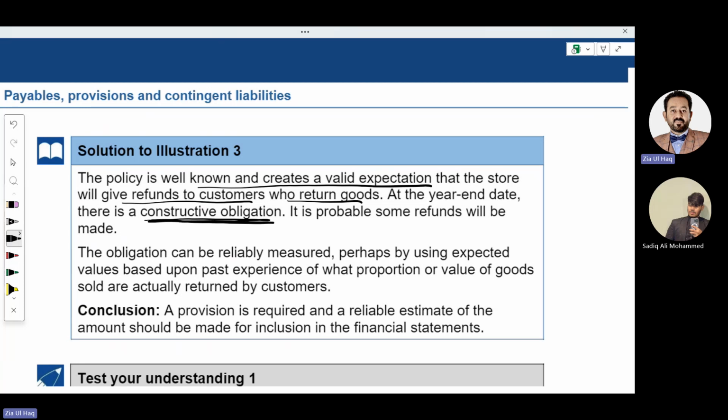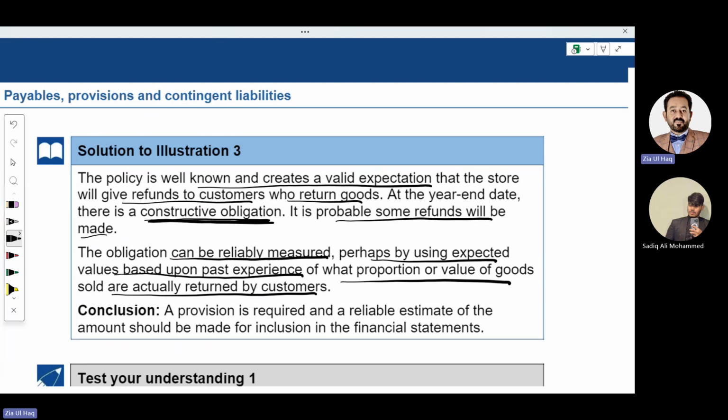The company has constructed it by itself, not imposed by any court or law. It is probable some refunds will be made. Obviously, customers will claim. The obligation can be reliably measured from past claims, perhaps by using expected values based on past experience of what proportion of the value of goods sold is actually returned by customers. So the conclusion: a provision is required and a reliable estimate of the amount should be made for inclusion in the financial statements.